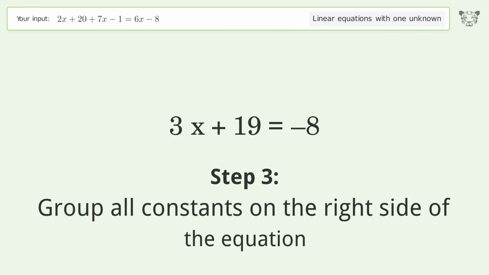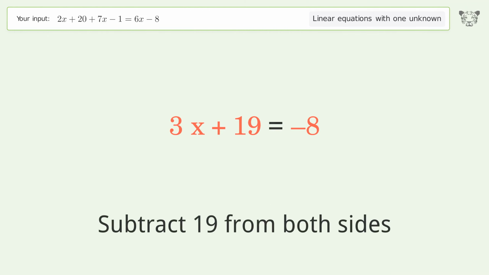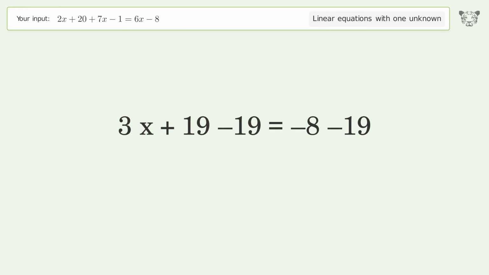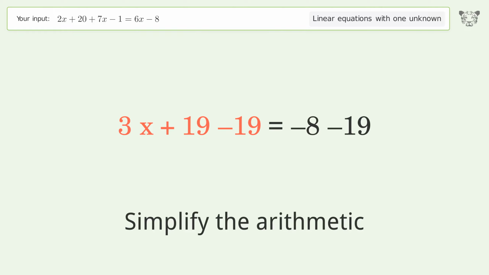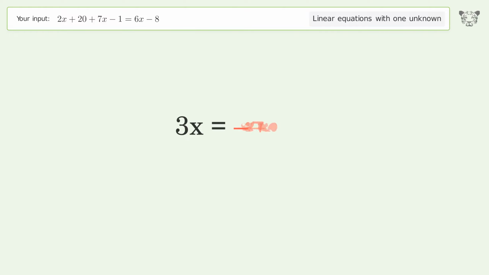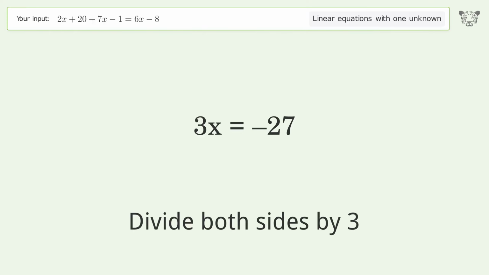Group all constants on the right side of the equation. Subtract 19 from both sides. Simplify the arithmetic. Isolate the x. Divide both sides by 3.